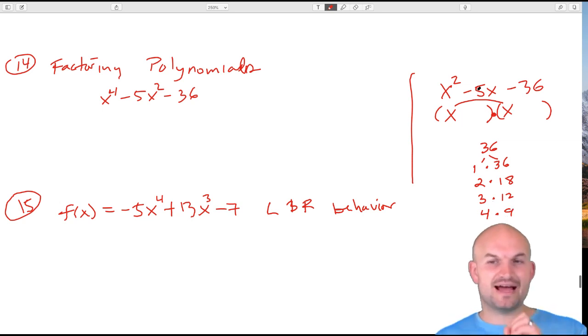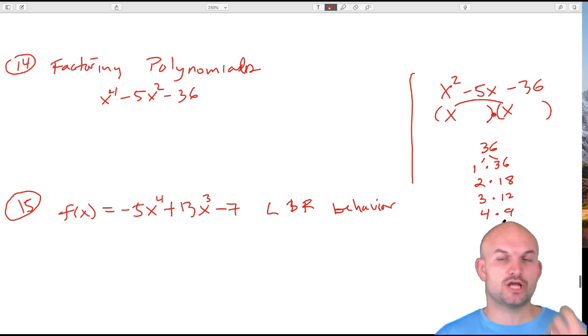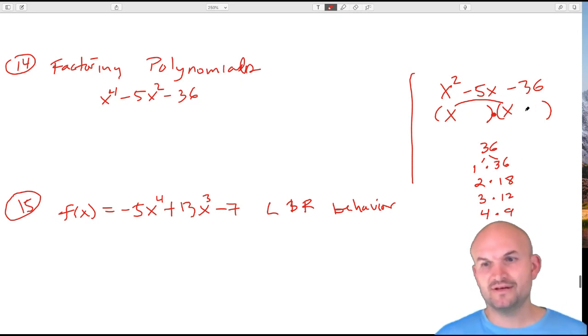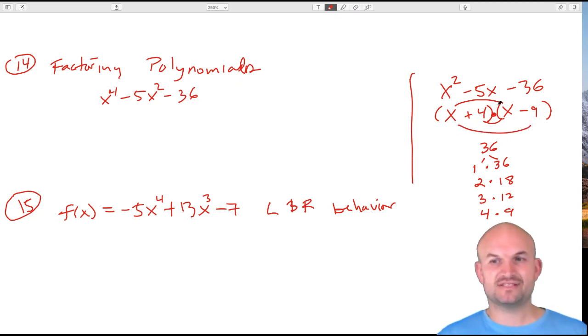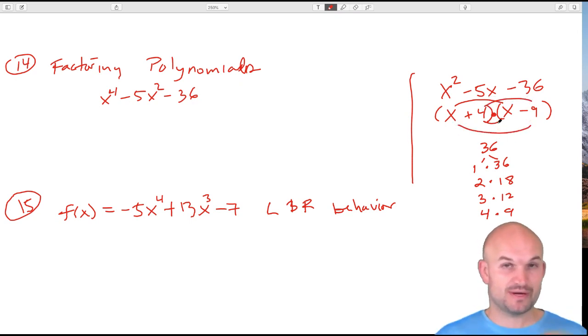So since 5 is negative, that means the larger of the two factors needs to be negative. So therefore, I'll make this a 9, and this is going to be a positive 4. So again, 4 times negative 9 is negative 36, and then my inner and my outer add to give me a negative 5. So that's why you can always check your work.